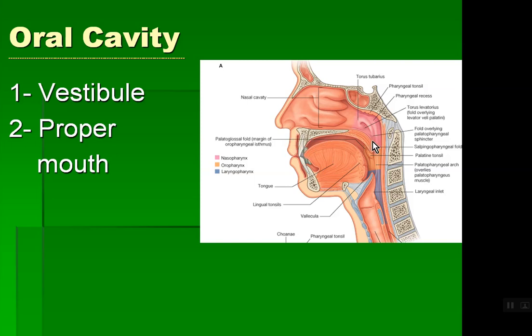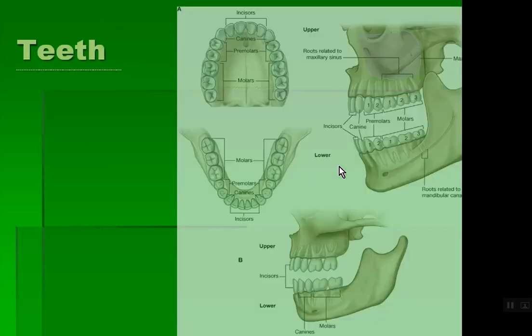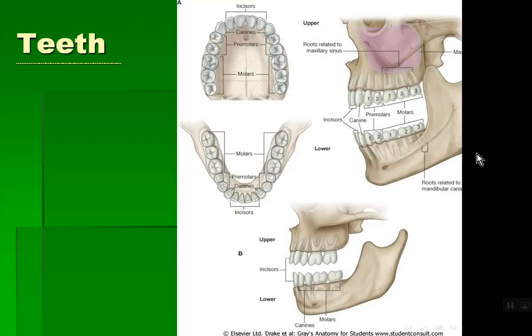At the end of the last teeth, on two sides, there is a communication between the vestibule and the proper mouth. In the proper mouth we have some structures like the tongue, the teeth, and the palate, a hard palate, a soft palate, and so on. So let's start from the teeth.